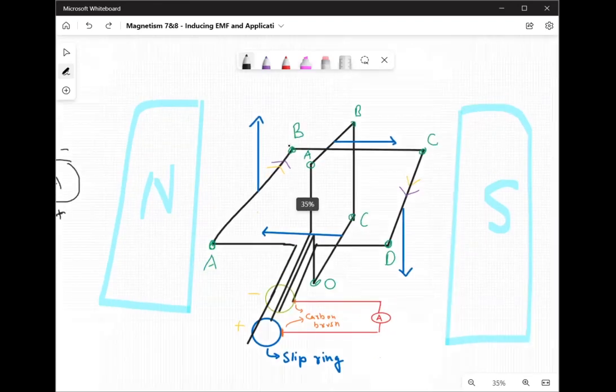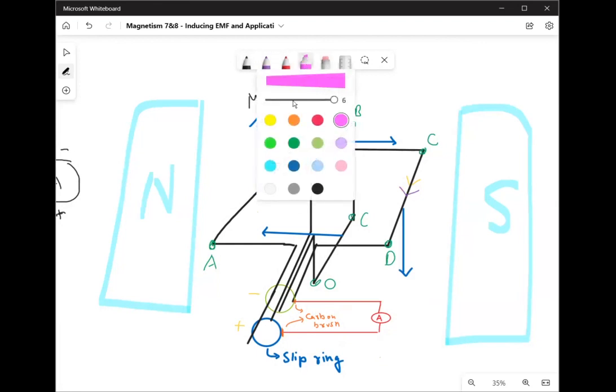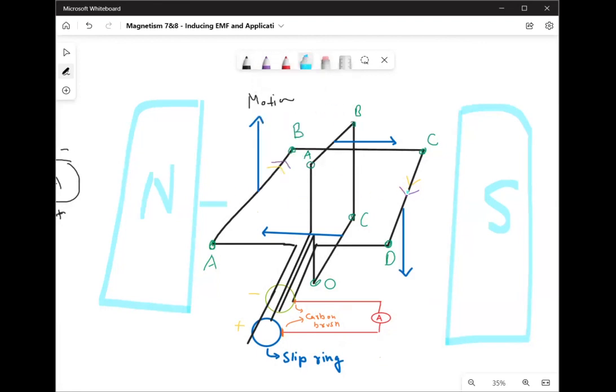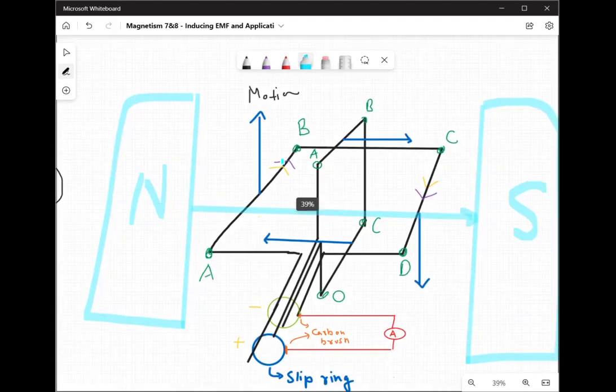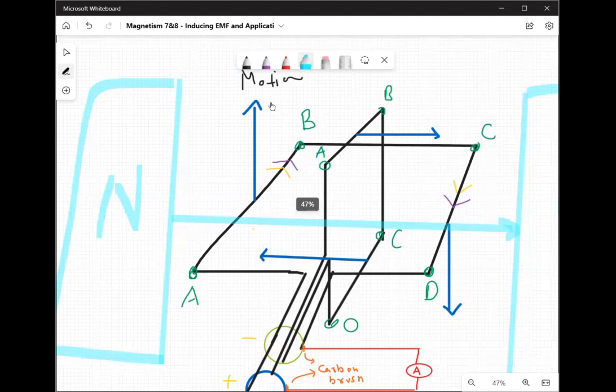Now tell me if AB is moving upwards, if the motion is upwards, and the field is to the right, where is the current being induced? It is away from us. Away from you. Perfect. So the current is away. If the current is away, so the purple line, can you see the purple line right now, which is pointing away? That's your current.